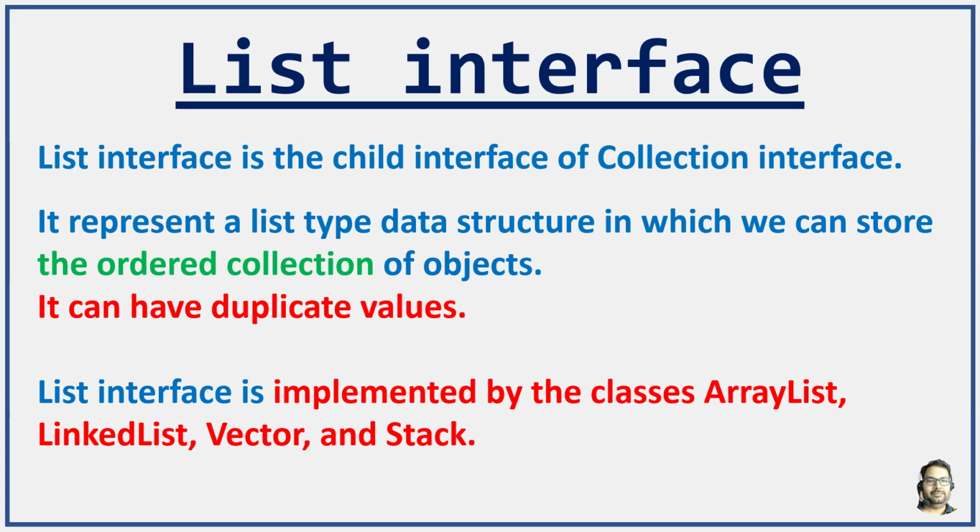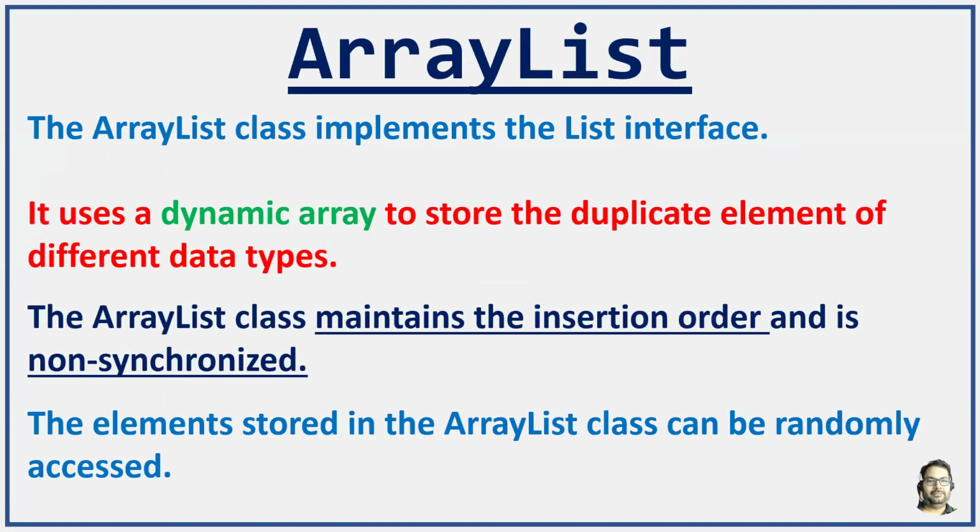So the purpose of the List interface is that it presents the list data structure, and in the list the elements are ordered and it can have duplicate values. The List interface is implemented by classes like ArrayList, LinkedList, Vector, and Stack. So these are the classes which implement it for different purposes. The first class which has implemented the List interface is called ArrayList. The ArrayList class implements the List interface, and it uses a dynamic array to store duplicate elements of different data types. Behind the scenes, ArrayList uses the dynamic array concept.